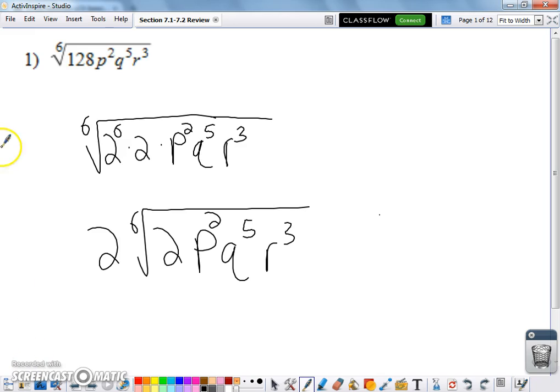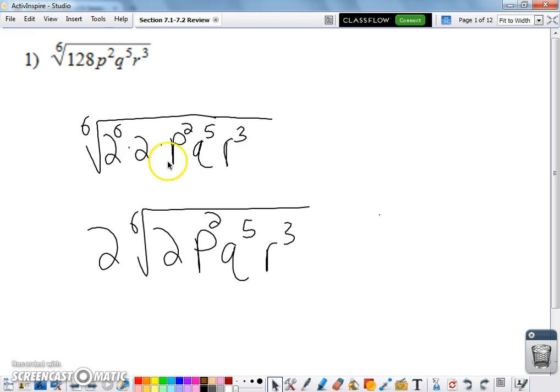My question one said this: the sixth root of 128 p to the second, q to the fifth, r to the third. Now, what I need to know is the troll toll here is a whopping 6. That means I need to break everything up into the 6th power. And so I take the first number. All right, what's 2 to the 6th? That's 64. Does 64 fit in evenly into 128? Why, sure it does. 2 to the 6th times 2.